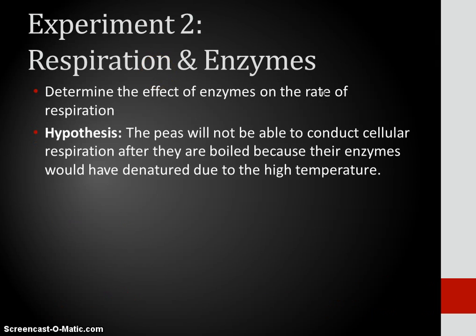The second experiment that we did alongside our original cellular respiration experiment has to do with enzymes. For the enzyme experiment, we had to determine the effect of enzymes on the rate of respiration. So our hypothesis was that the peas will not be able to conduct cellular respiration after they are boiled because their enzymes would have denatured due to the high temperature.